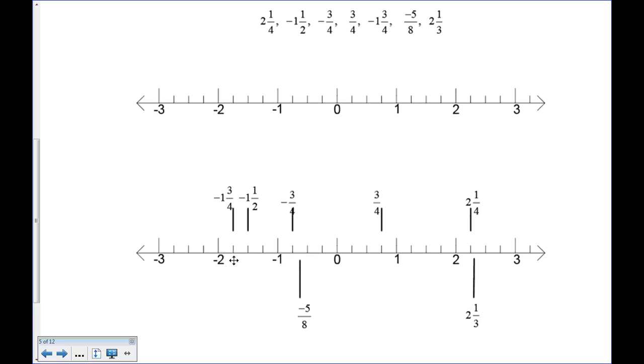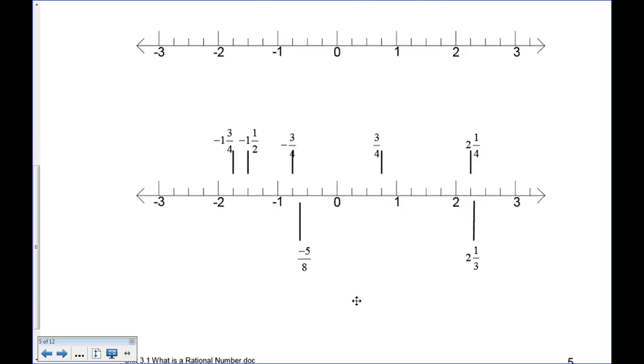Negative 1 3/4, you go from 0 to negative 1, and then you can count off your 3 quarters, which puts it right here. Negative 5/8, you start with 0. You can't go to negative 1 because 5/8 is less than 1. So we're going to think of this as being eighths. A quarter is 2/8. So that's 2/8, 4/8, and one more would be 5/8. And 2 1/3, this one kind of messes up because you can't use your quarter markings here. You've got to think of between 2 and 3 as being divided into 3 equal parts, and the 2 1/3 is just the first increment there. So that's 2 1/3.